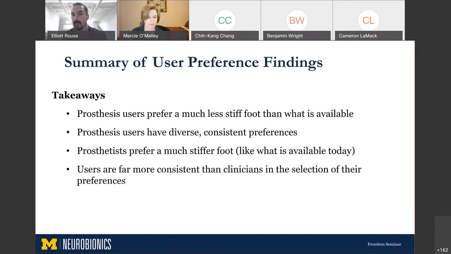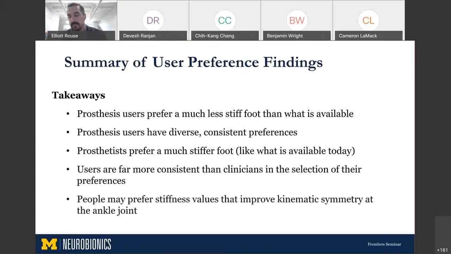Users are far more consistent than clinicians in the selection of their preferences, and that stems from these psychophysical curves that I can talk about in the future. And people may prefer stiffness values that improve their kinematic symmetry at the ankle joint, and that could have potentially far-reaching effects for design and assessment of these technologies.